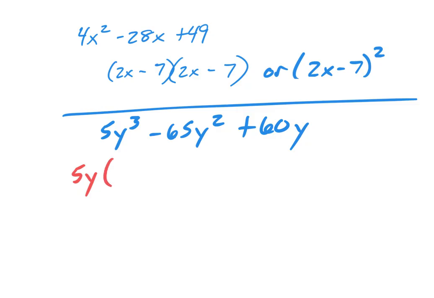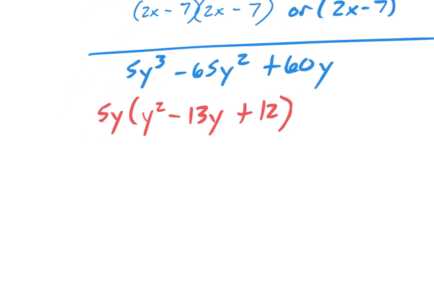So if I take out 5y, I'm left with y squared. Okay, 65 divided by 5. 13. And then 60 divided by 5? 12. And the y disappears. Okay. Just because I take something out doesn't necessarily mean I'm done. It could mean I'm done, right? Sometimes GCF is all we can do.